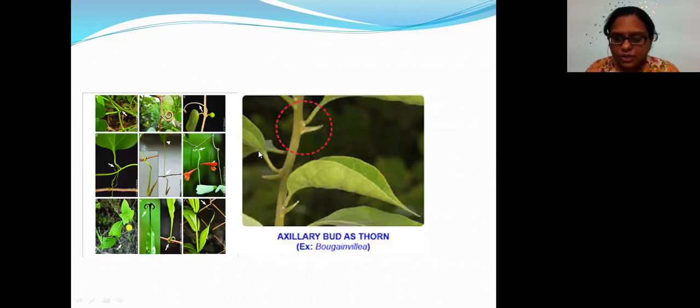You should understand, like terminal bud, I told you, the bud which is present at the end, the terminal area. Lateral also I told you, where your stem goes parallel with the soil layer, and the buds just come out. They're called lateral buds. But this axillary bud has a lot of modifications.